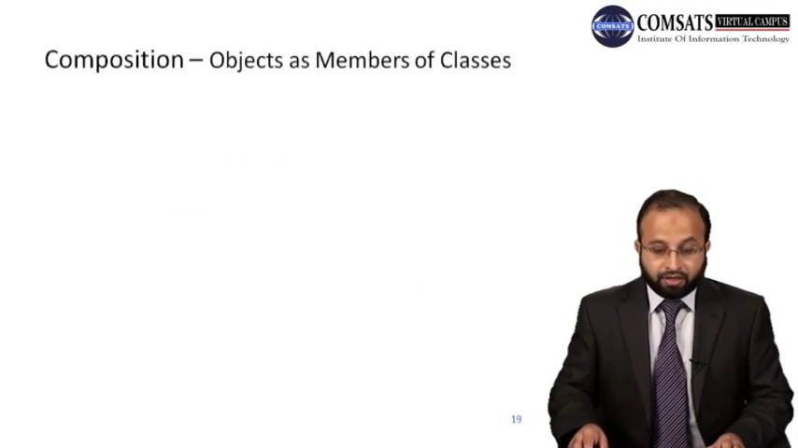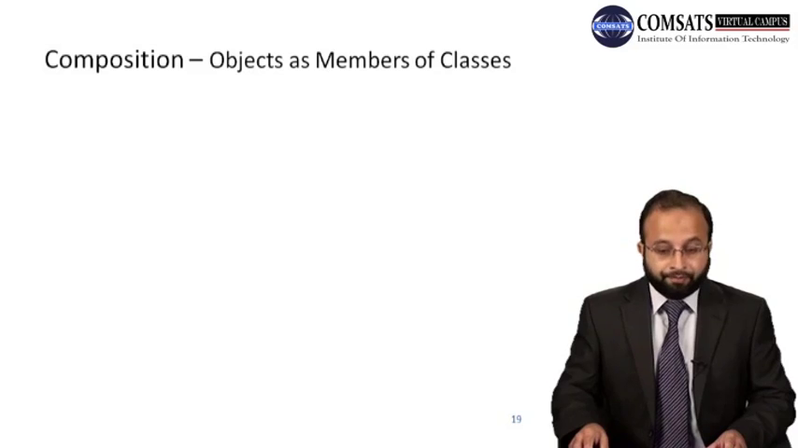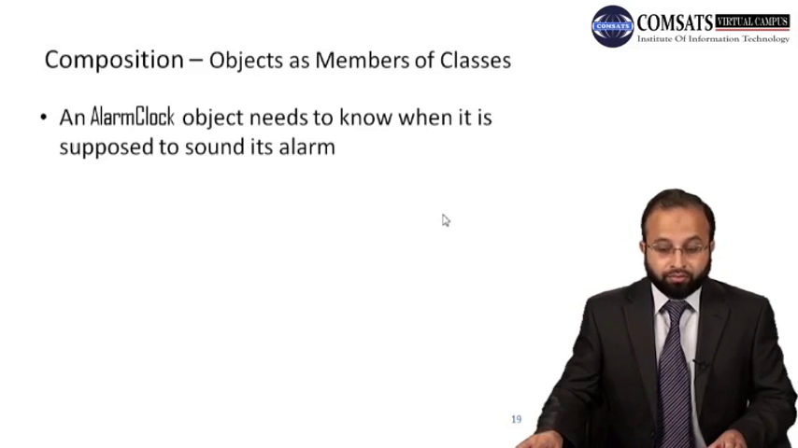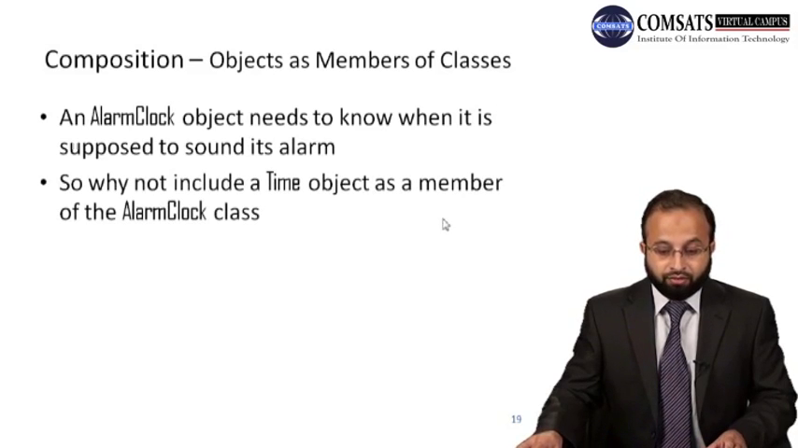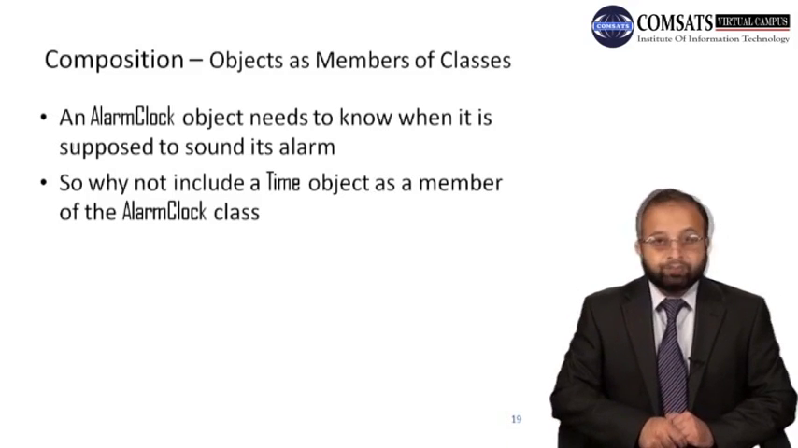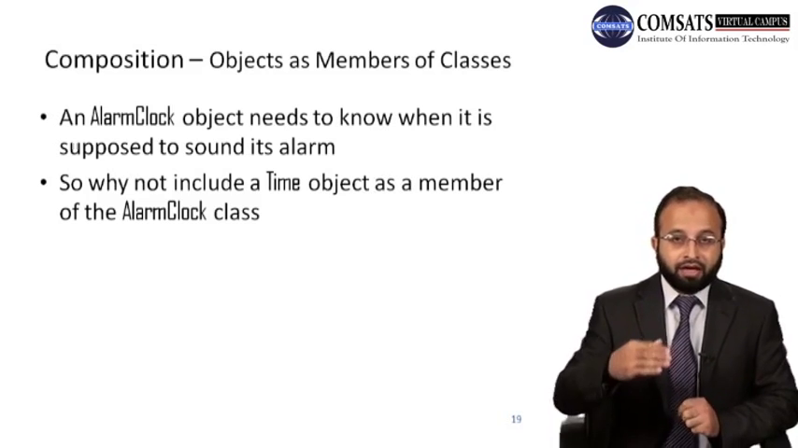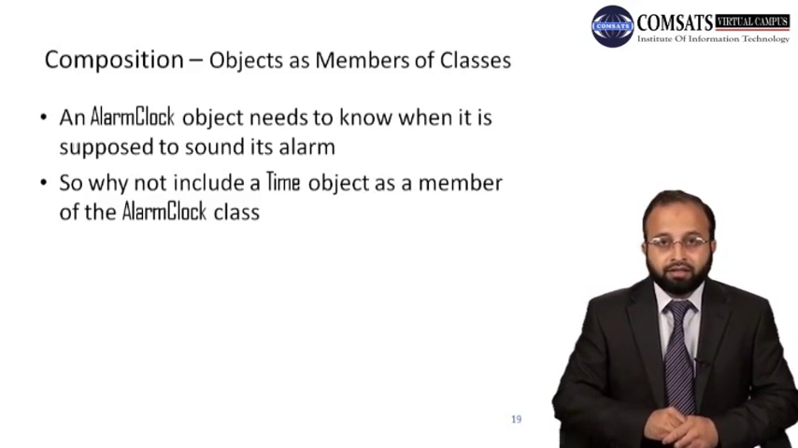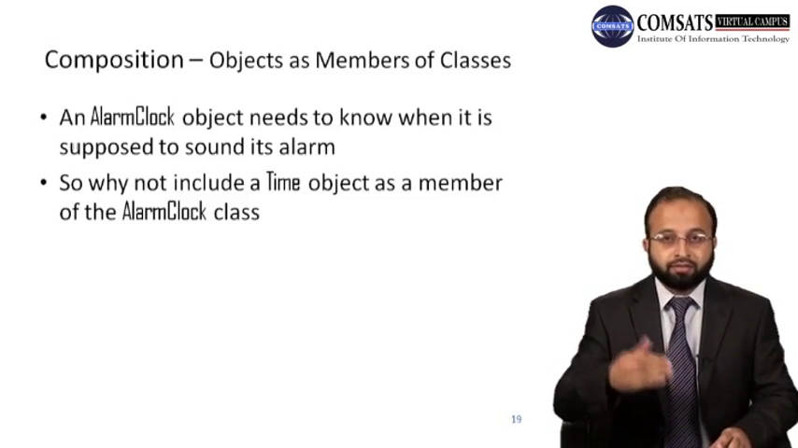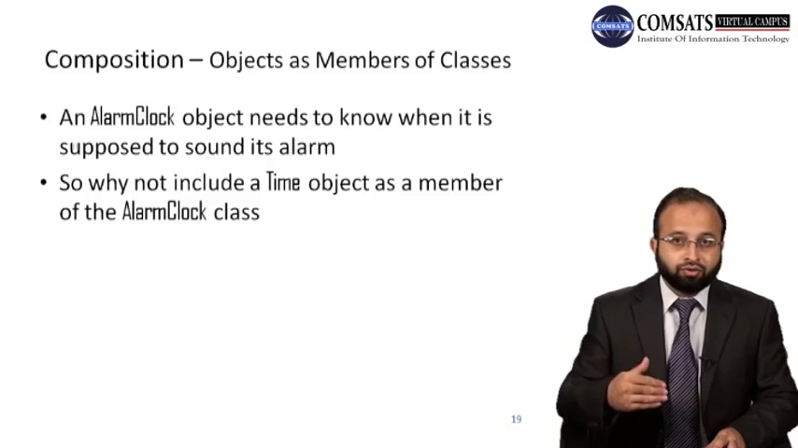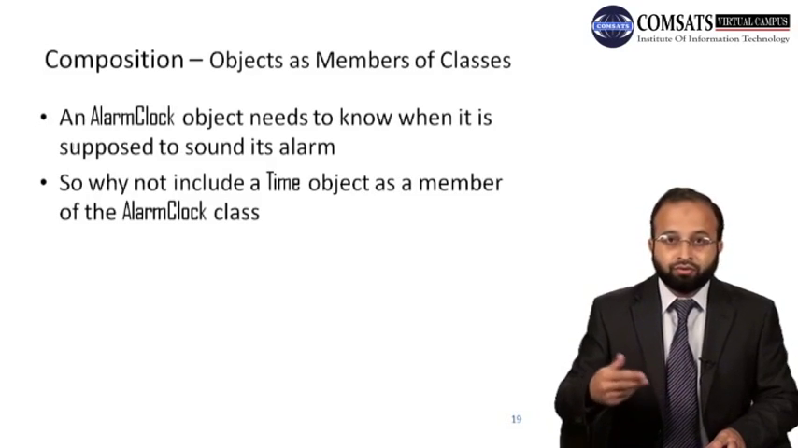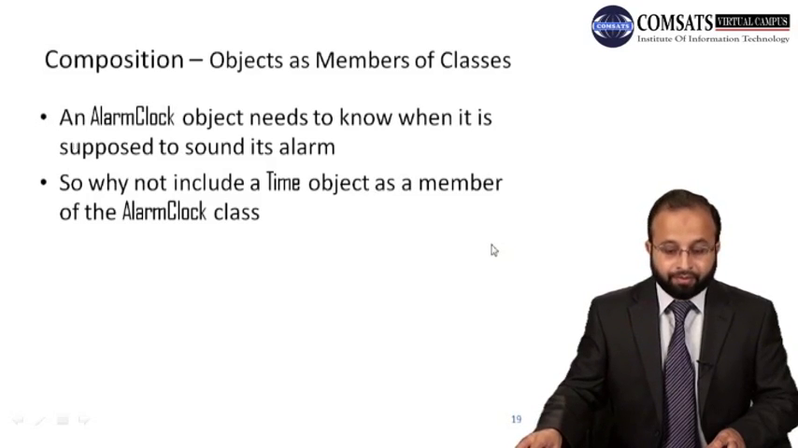Okay, presentation again, and objects. Now let's come to another topic that is called composition, that is object as a member of a class. An alarm clock object needs to know when it is supposed to sound an alarm, right? This means, why not include a time object as a member of an alarm clock class? So we have a class whose name is alarm clock, and then we can have another object as a data member of that class, and that object is of class time. It stores hours, minutes, and seconds values.